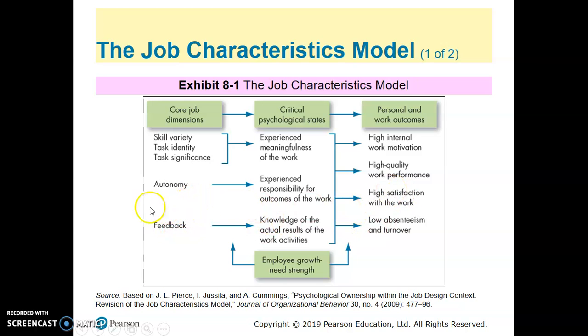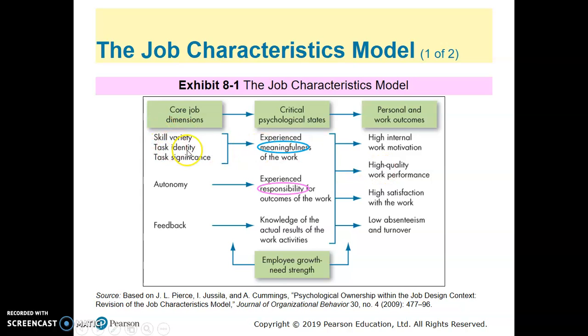And last is feedback. If you are given feedback on how you perform in your job, that means you have knowledge of the actual result, whether it is good or bad. If it is bad, you can improve. So you know how to do the job if you are given feedback. This will lead to low absenteeism. That means employees want to come to work every day because they've been given feedback and they've been given autonomy and so on. This also will reduce intention to resign, or turnover intention. So this is the importance of core job dimensions to improve the motivation of the employees.